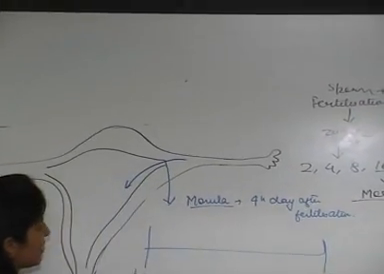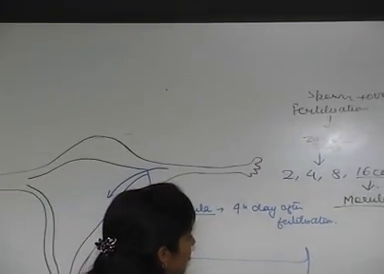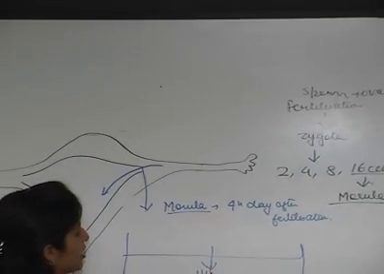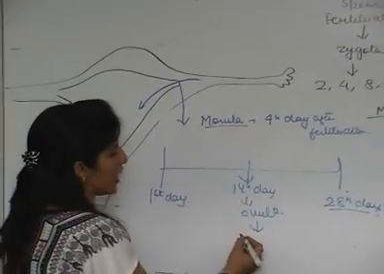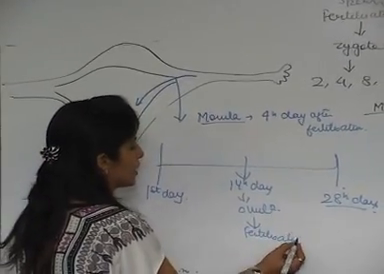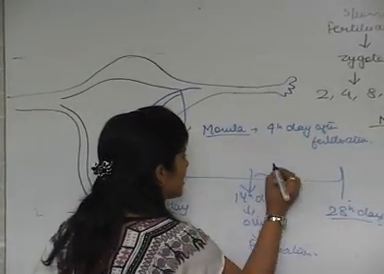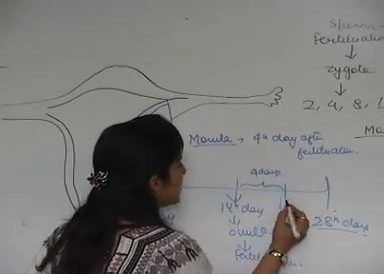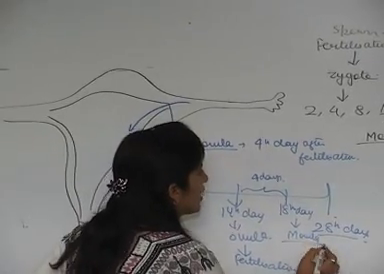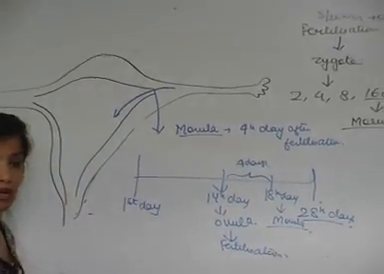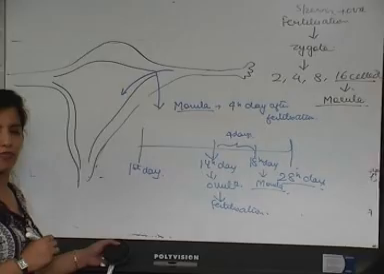In a 28 days menstrual cycle, if this is the 1st day and this is the 28th day, ovulation occurs on the 14th day. And if this ova is fertilized, fertilization will also occur on the 14th day. Now I am saying 4 days after fertilization. 4 days after fertilization means the 18th day of menstrual cycle, the morula will enter the uterine cavity. So in the options, either you can have it as 4 days after fertilization, or they can give it as 18th day of menstrual cycle.